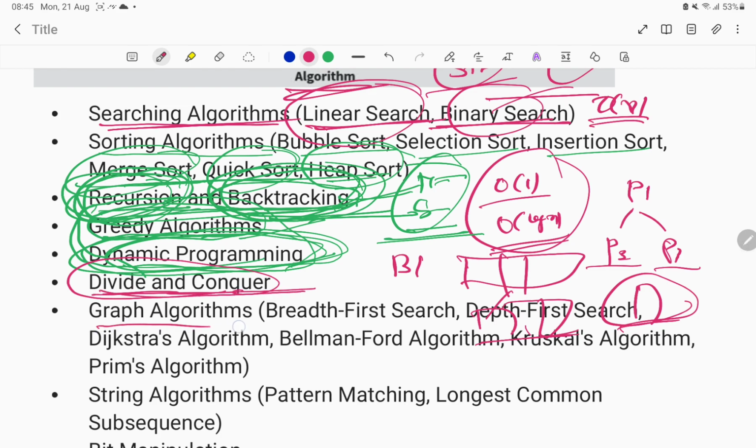Simple. Graph algorithms like BFS and DFS versions, we will also cover a video on that. These are very famous algorithms: Dijkstra, Bellman-Ford, Kruskal's algorithm, and Prim's algorithm, right?